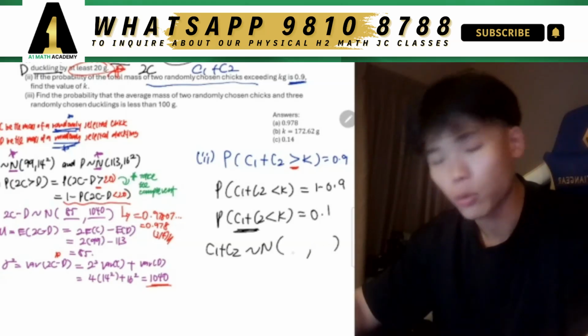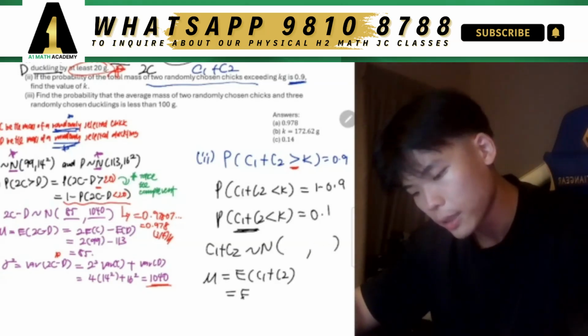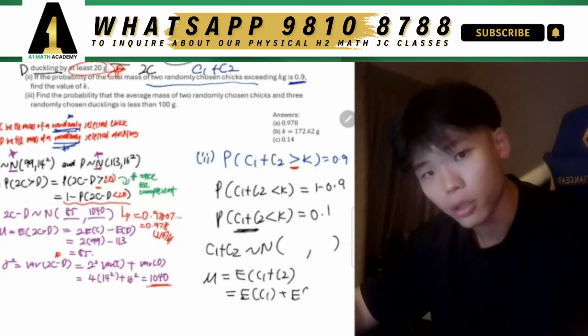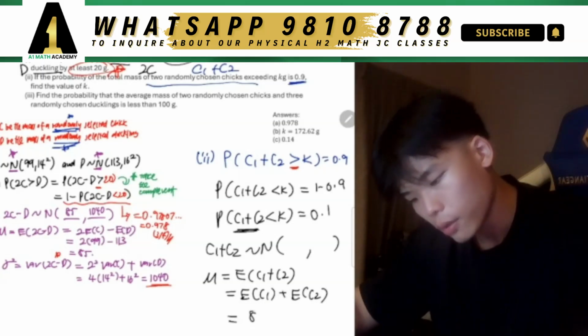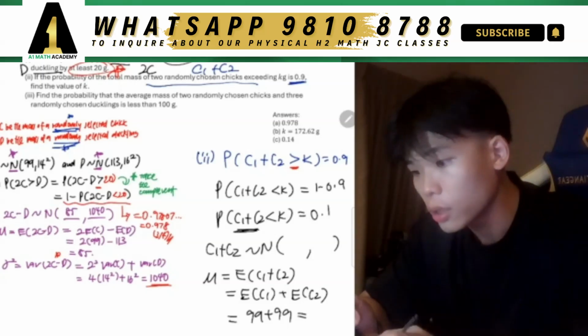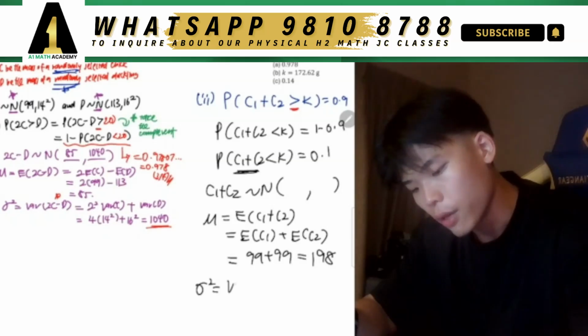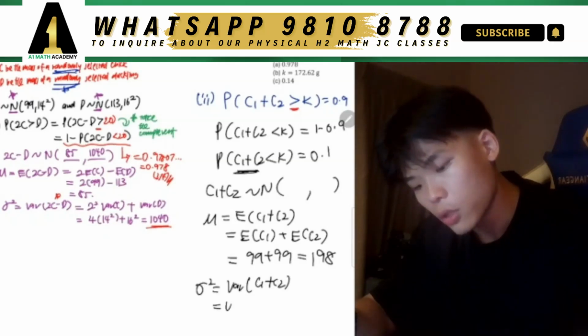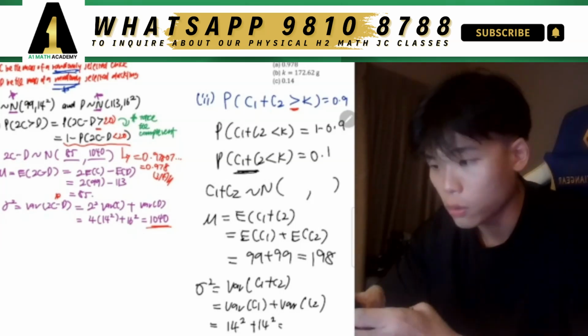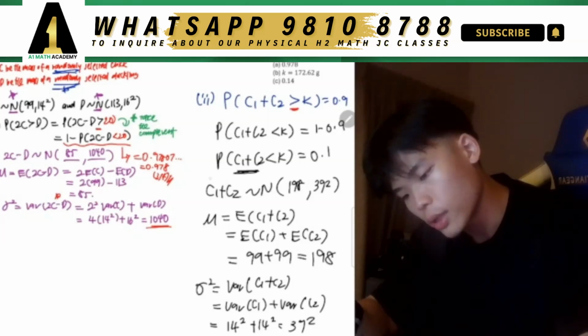So again, we need to calculate these 2 parameters. The mean will be the expectation of C1 plus C2, which is the expectation of C1 plus the expectation of C2, and this would be 99 plus 99, and we will eventually get a value of 198 there. Then the variance will be the variance of C1 plus C2, which is just the variance of C1 plus the variance of C2, which is 14 squared plus 14 squared here. So I will get 392. So we input these values here, and now we are able to calculate K.